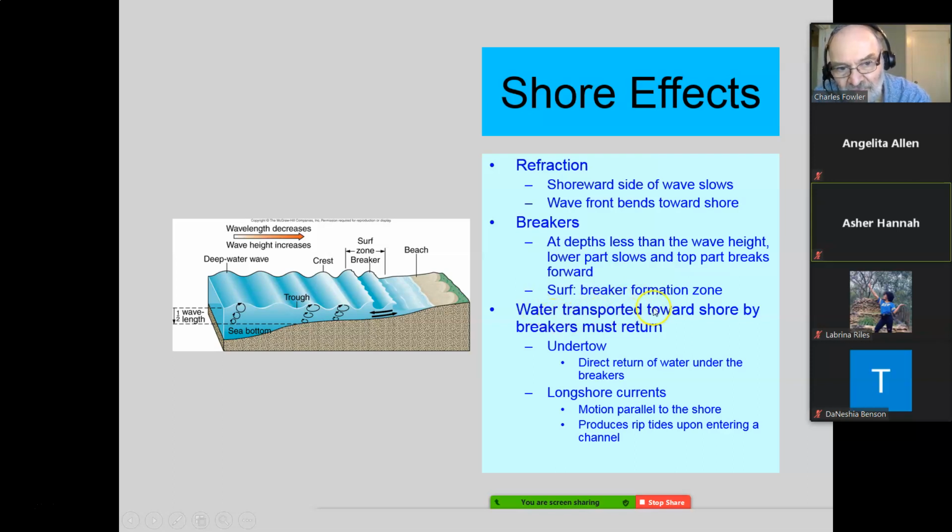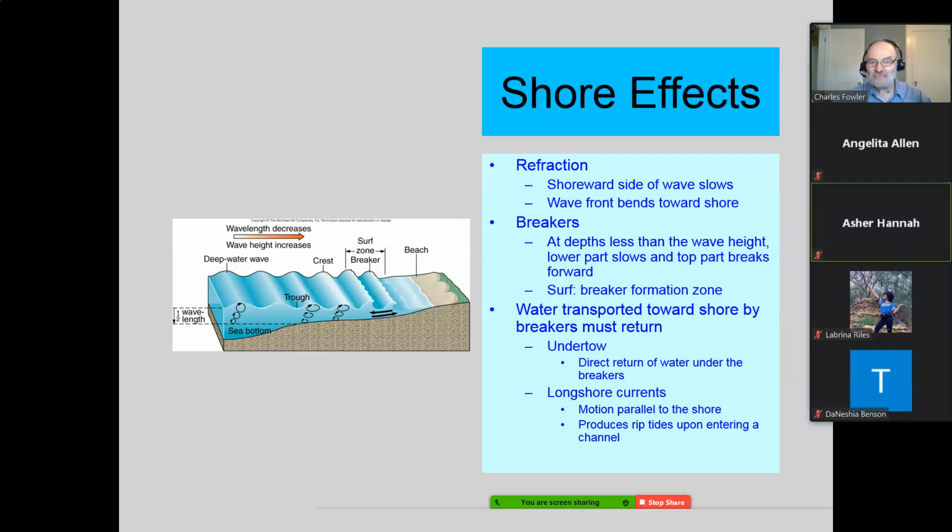The water is transported toward shore by the breakers. It's got to return somehow, and it goes underneath. That's called the undertow, and that's why I wish they'd have put the incoming arrow on top, the outgoing arrow on the bottom. That's the undertow. That's the direct return of water underneath the breakers. Okay.